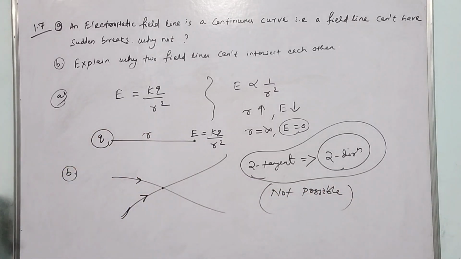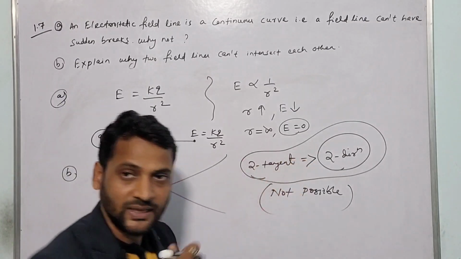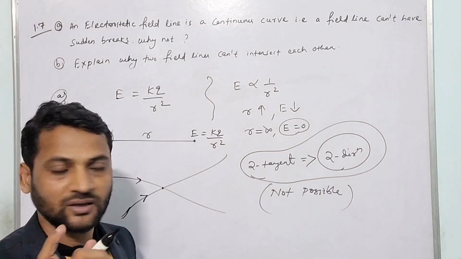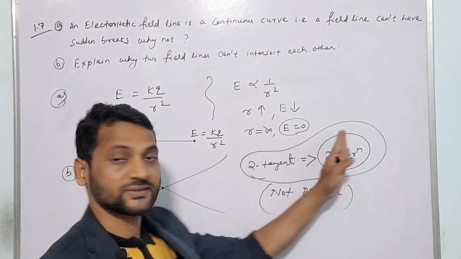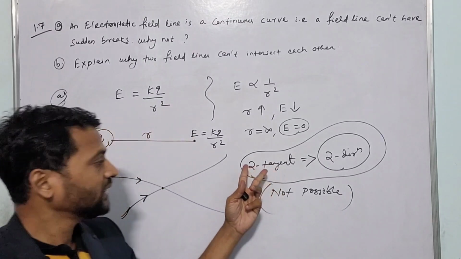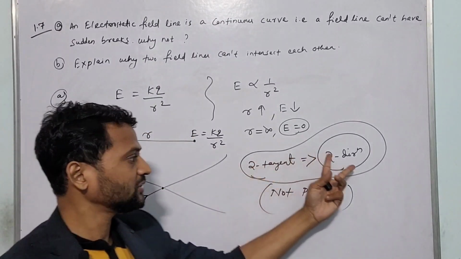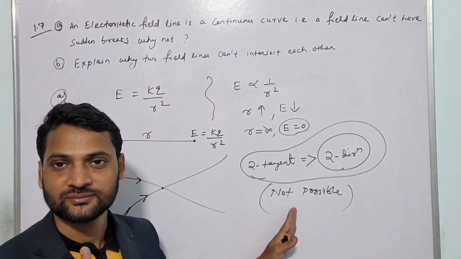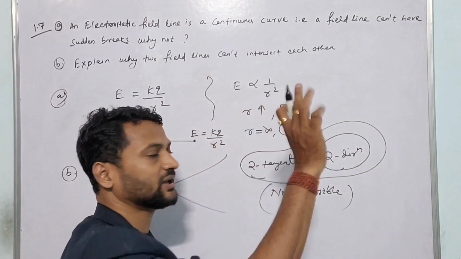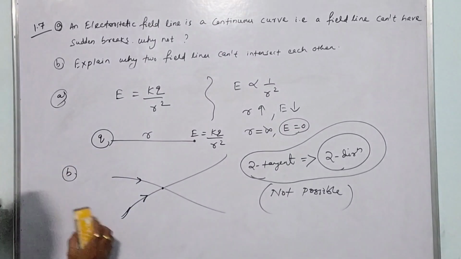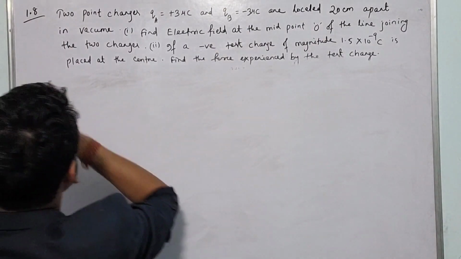Is it clear? Do you know what a tangent is? To know the direction of electric field, you have to draw a tangent to the line of force. The tangent to the line of force will give the direction of electric field. If they intersect, there is a probability of getting two tangents, and two tangents means two directions. Two directions is not possible. A single line of force means a single direction. Is it clear? Okay. Now next question 1.8.